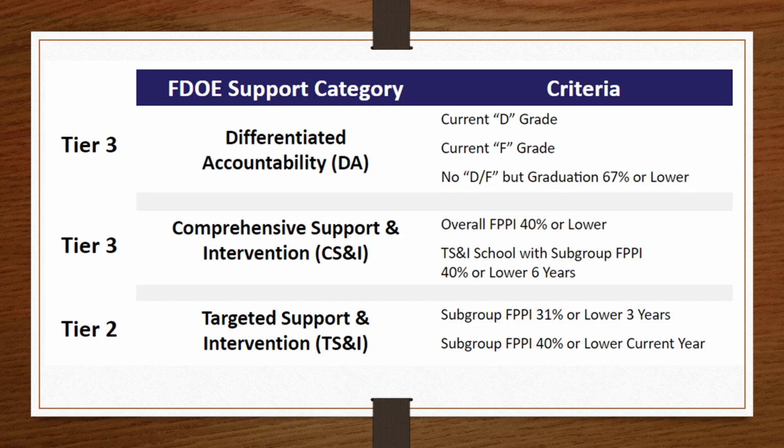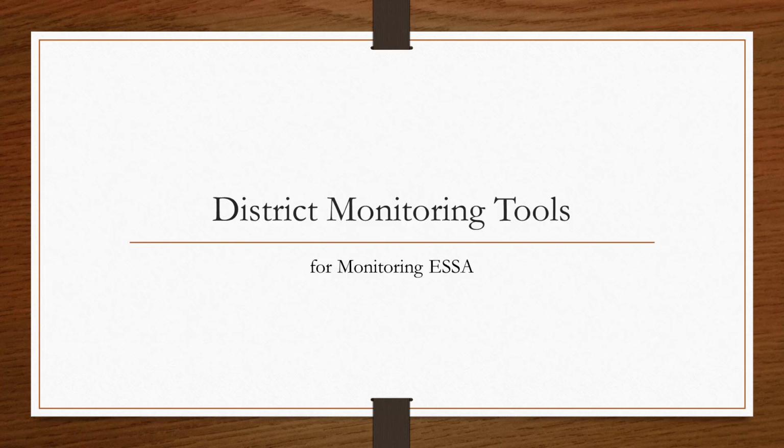Schools identified as TSI schools based on subgroup performance would move to CSI if the school does not move the subgroup to 41% or above within 6 years, or if the overall FPPI falls below 41%. Schools that receive a grade of D or F, or whose 4-year adjusted cohort graduation rate is 67% or lower, receive more intensive support. Now for district monitoring tools useful with monitoring ESA.